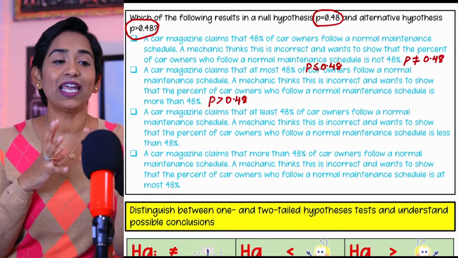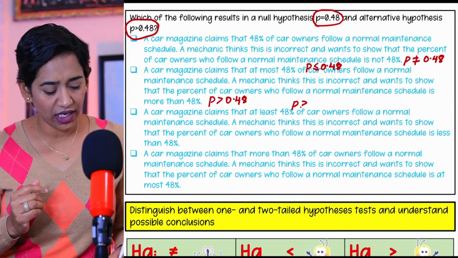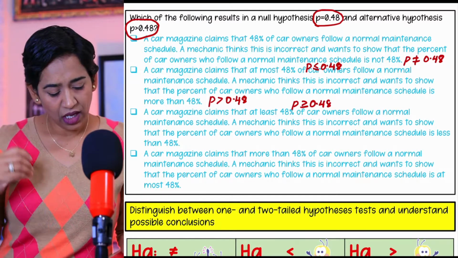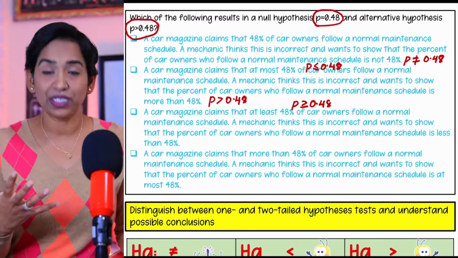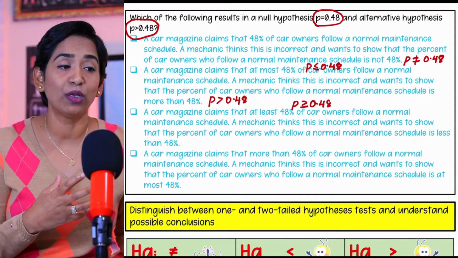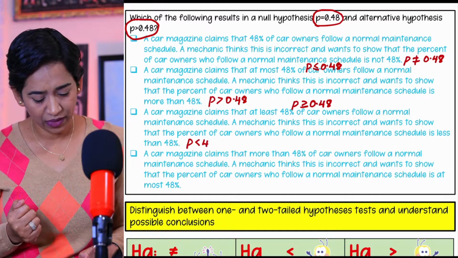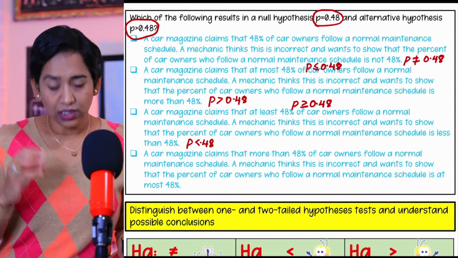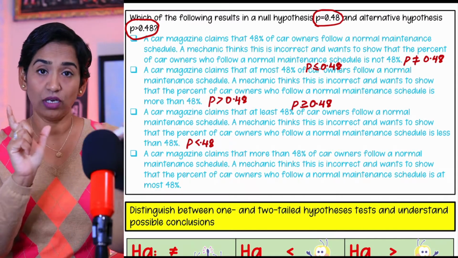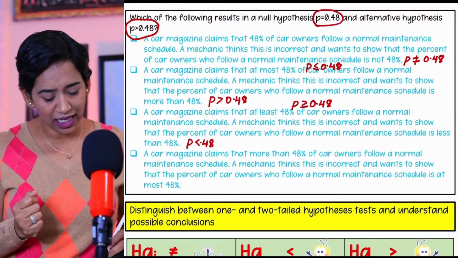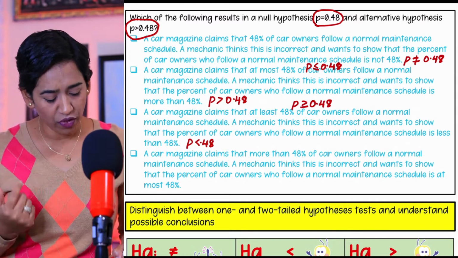A car magazine claims that at least, so when they say at least, it is greater than or equal to 0.48. Follow a normal maintenance, and a mechanic thinks this is incorrect and wants to show that the percentage of car owners who follow a normal maintenance is less than. So again, P is less than 0.48. So let's look at the next one. You see what I'm doing here? I'm writing my null, my alternative, null, alternative, null, alternative. A car magazine claims that more than 48% of the car owners follow a normal maintenance, so more than.